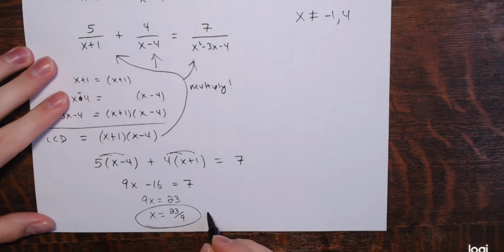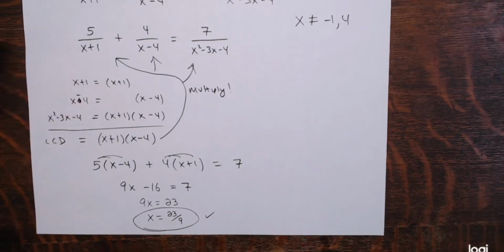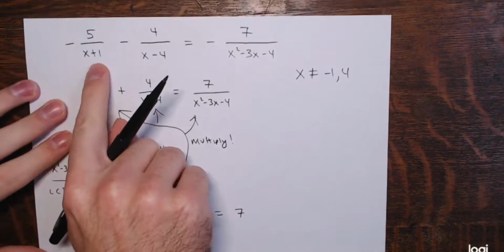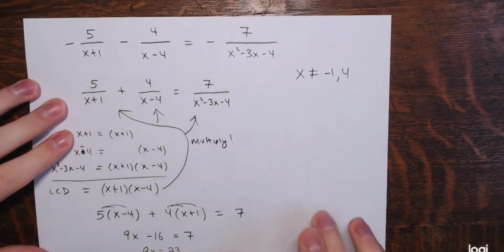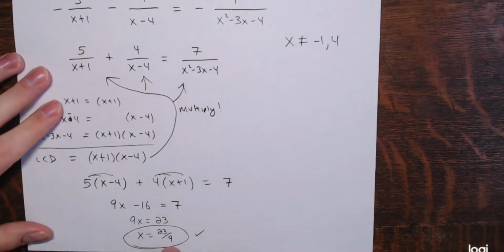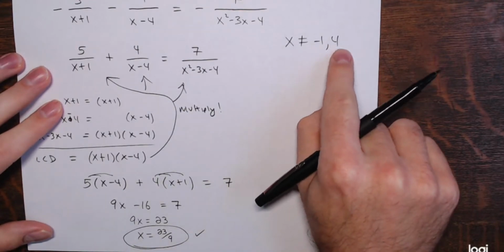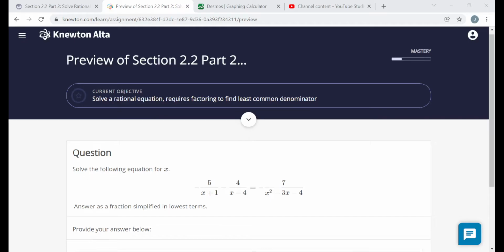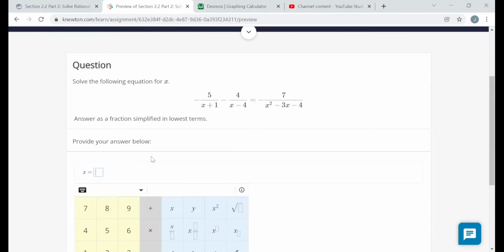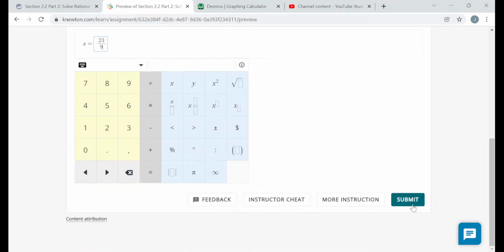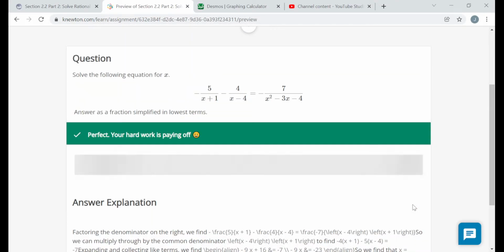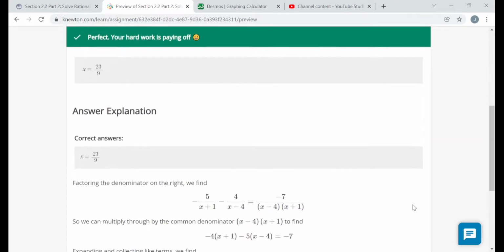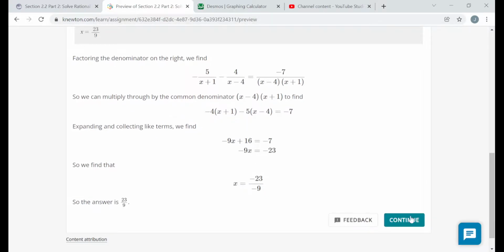And don't forget to check it. I'll leave it to you to check it out because it's kind of annoying. This is a little more complicated with all these variable places. But if you know you did everything correctly, and this number isn't one of the restricted numbers, right? It's not -1 and it's not 4. So this should be good. All right, so going back here, x equals 23/9. Wonderful. Okay, and then again, please read through the answer explanations.